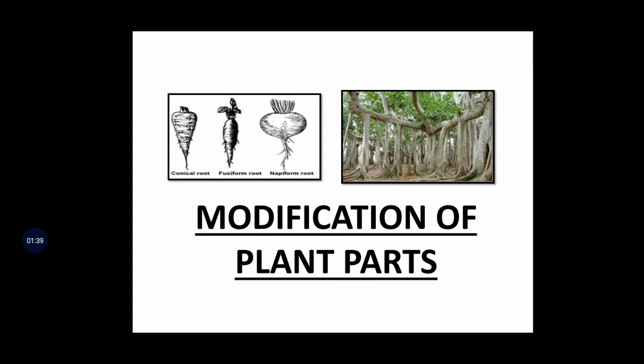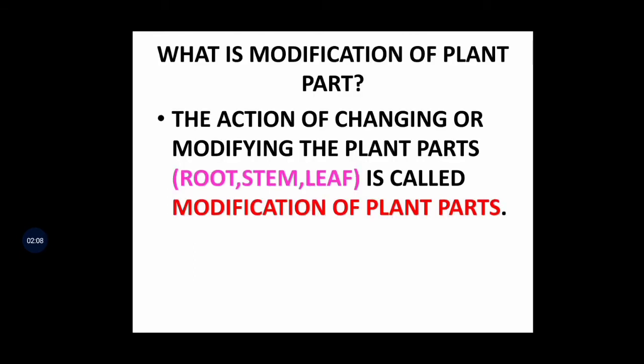Dear children, next we are going to see a topic called modification of plant parts. So what is called modification? In some plants, root, stem and leaves change their shape and structure to perform special functions like storage of food, mechanical support, protection and other important functions. This is called modification. So the action of changing or modifying the plant parts is called modification of plant parts.